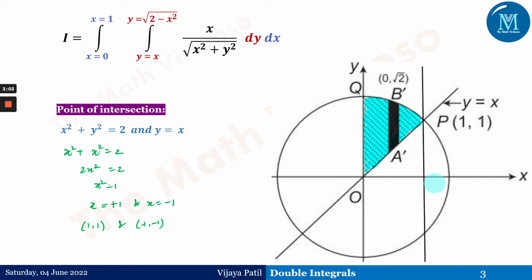Now this is the line x is equal to 1. X is equal to 1 is this line. Similarly, this is the minus 1 comma minus 1 point. This is the point P, or 1 comma 1.